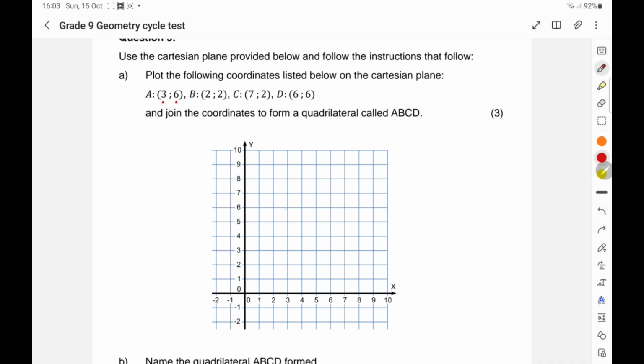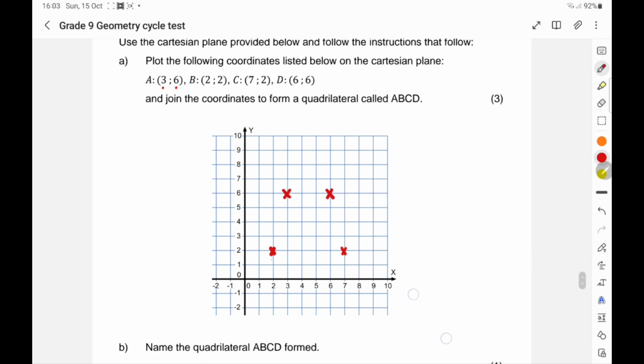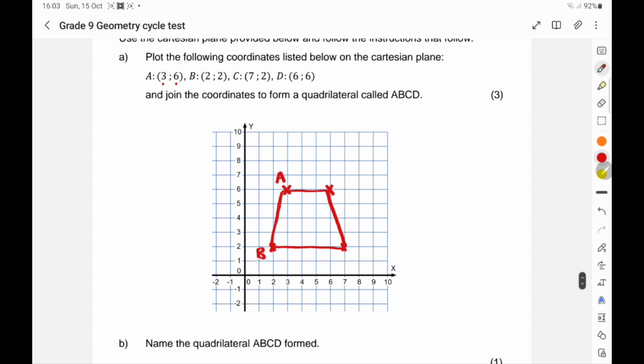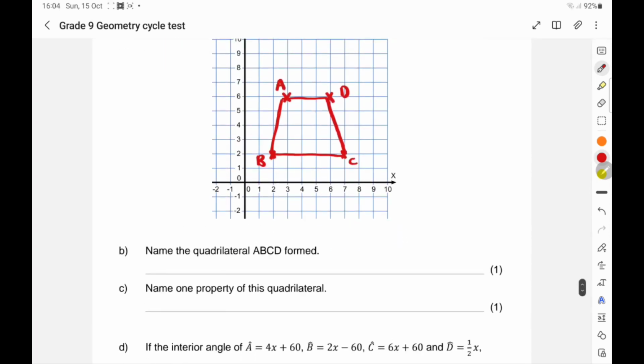So 3 and 6, that's where you make your cross. 2 and 2, 7 and 2, and 6 and 6. And then they also say, join the coordinates to form a quadrilateral as so. And it's called ABCD. Okay, and what quadrilateral is that?